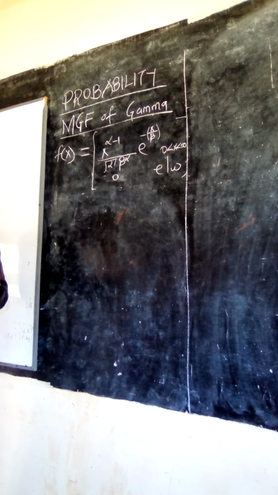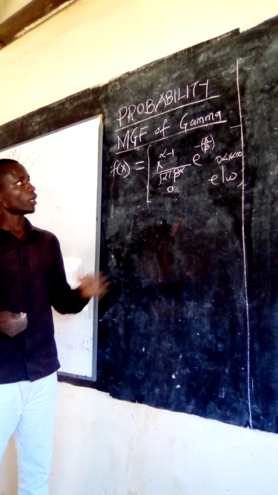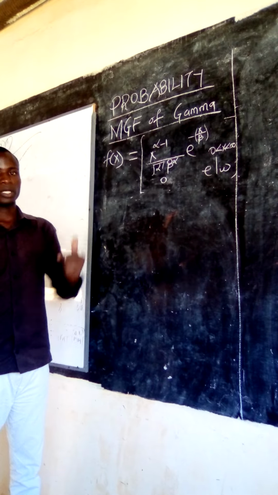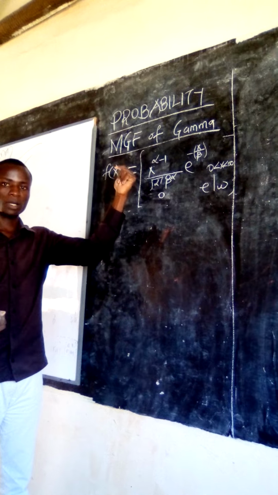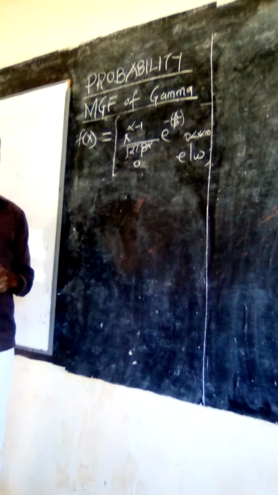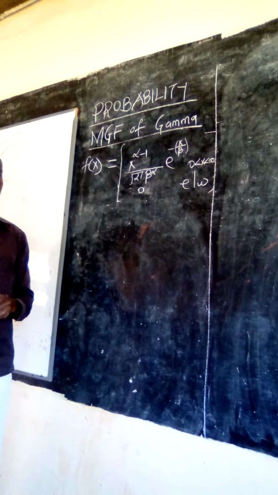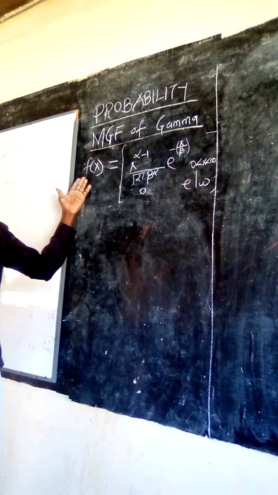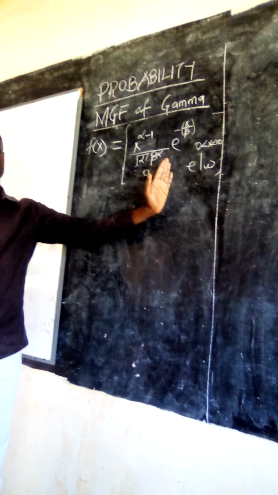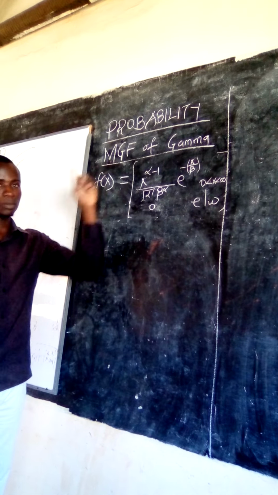Today I have prepared for you a very essential area, and the area I want us to discuss today is all about probability. Specifically, I want to show you how to come up with the MGF of gamma distribution. That is it. Now you are provided with the PDF of gamma distribution as the one shown there, and from it we shall now come up with the MGF.